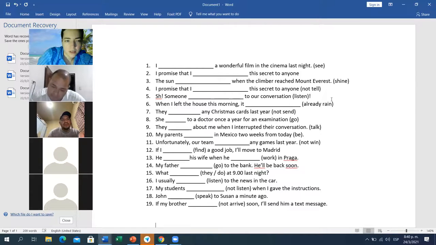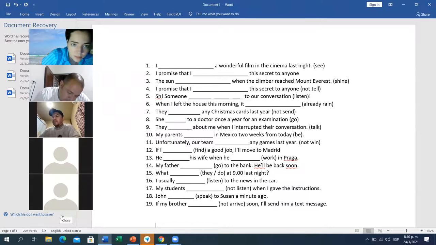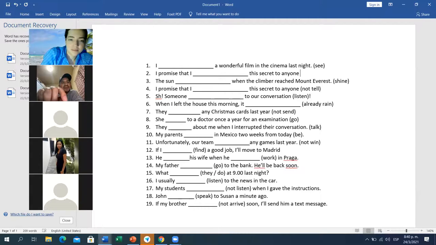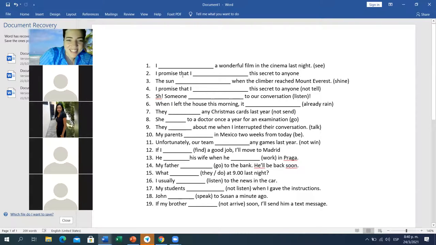¿Se entienden las indicaciones? Yes. Okay. Teacher, in number two, no hay verbo. I'm sorry. Let me see. I promise that. But it's the same as for. Yes, I'm sorry. Just hold on, please. Okay. ¿Cómo se le pongo? Okay.